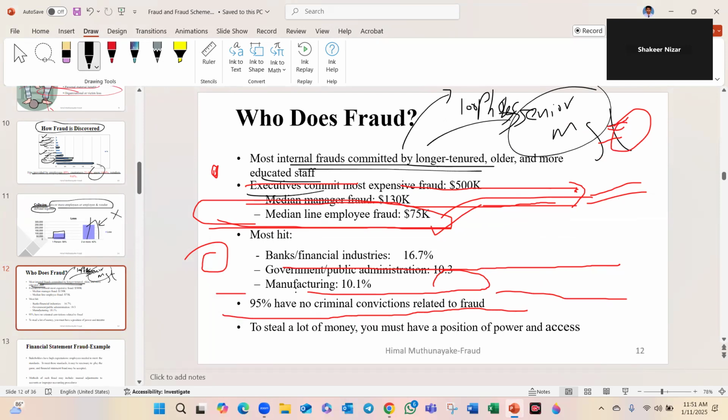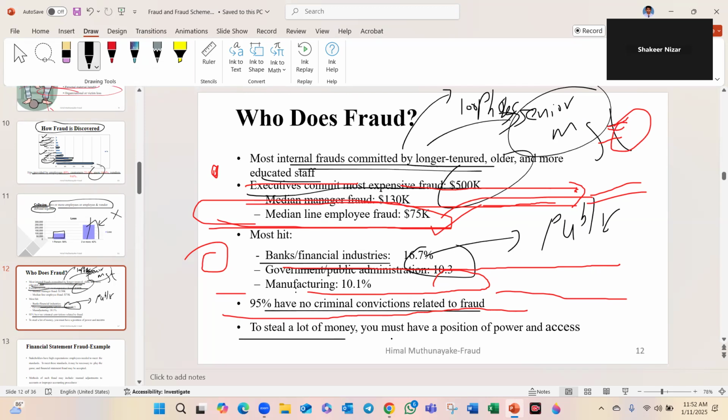Executives commit more expensive fraud, $500,000 per annum, compared with middle-level managers and line employees. Banks are the most hit, with public banks and manufacturing at 10%. In Sri Lanka, fraud occurs mostly in banks and government institutions. 95% of perpetrators have no criminal conviction.